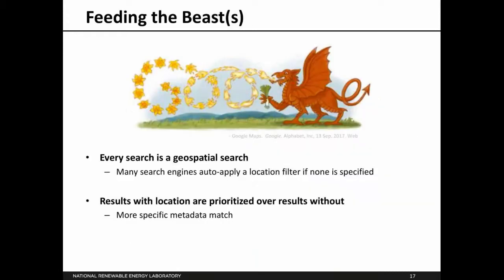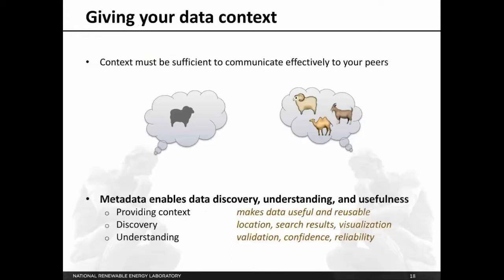So every search is a geospatial search, and really all the metadata that we're asking for in the submission is about feeding the beast. So search engines like Google, but also our network of data partners, which I'll show in a few minutes, and really about giving our data context. We're just trying to make sure that we are providing enough information about the data to make them useful and reusable, and to communicate effectively with the rest of the geothermal scientific community.